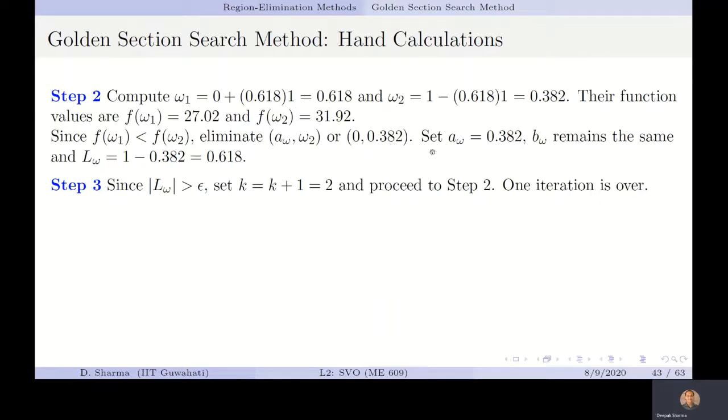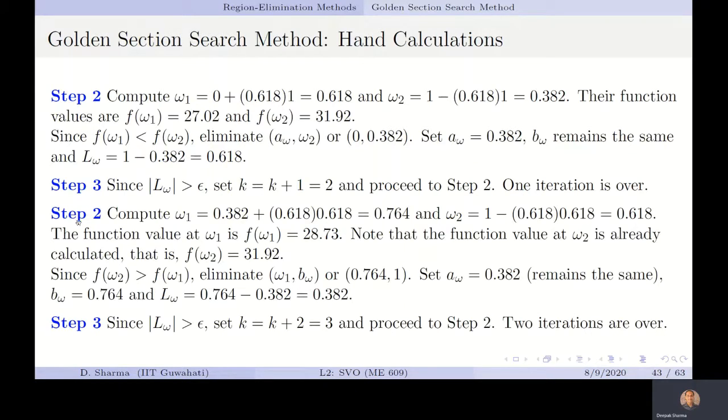Now, once we eliminate it, we have to set new A omega as 0.382. B omega will remain the same since the limit has not changed. So L omega has to be changed, which is B omega minus A omega, coming out to be 0.618. Now I'm coming to step 3, looking at the value of L omega. Since it is greater than epsilon, we increase the counter by 1, so it becomes 2. We proceed to step 2. At this particular stage, the first iteration is over.